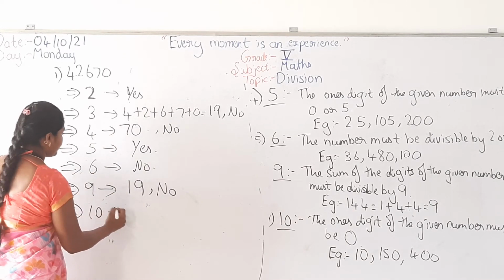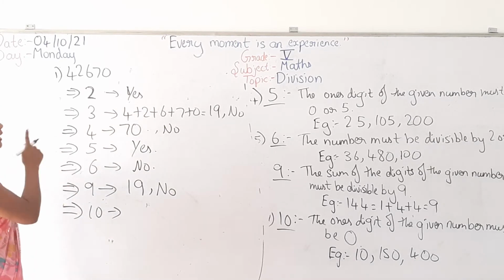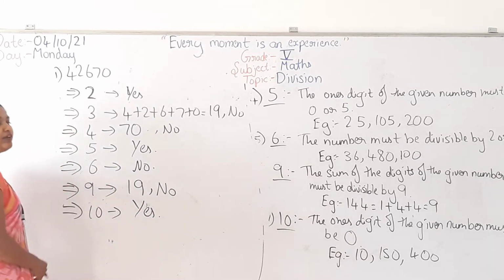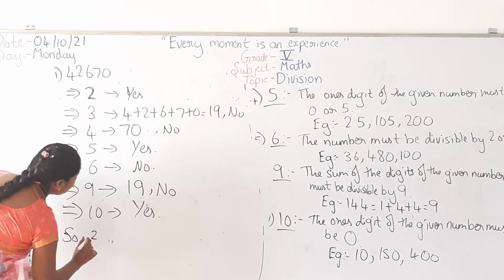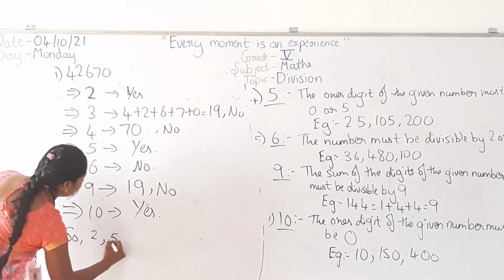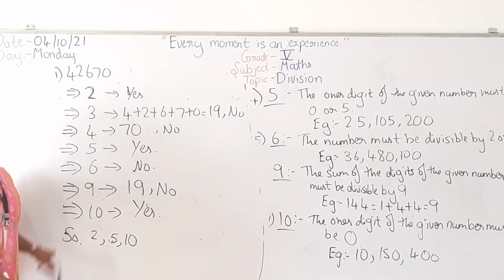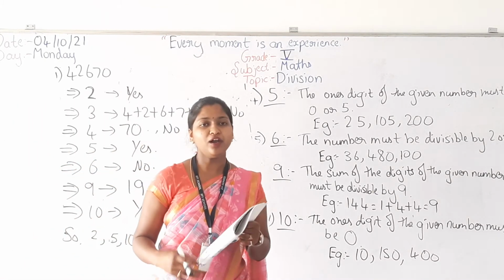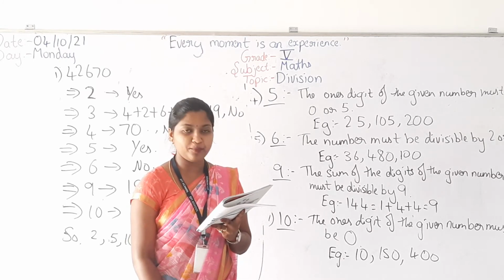Next, 10. Can you divide the given number by 10? Yes. Why? Because the number in the ones place is 0. So how many numbers can we use to divide this given number? It is 2, 5 and 10. Only these 3 numbers can be used to divide the given number. Got it? This is how we should find whether the given number is divisible by which number. Got it, students? Yes. So next we will solve some problems.